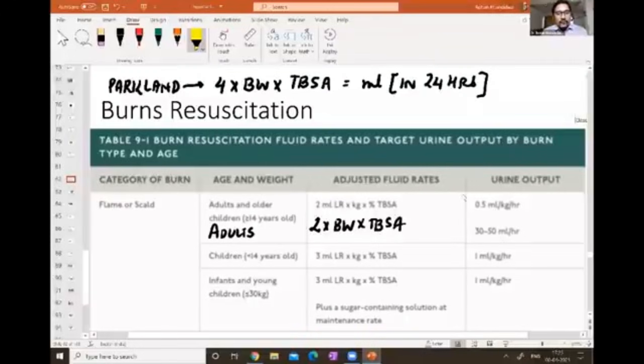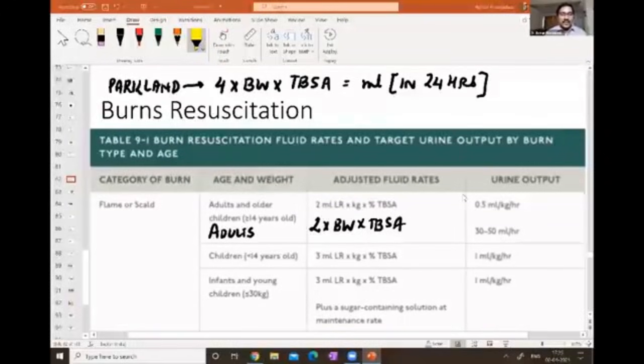The Parkland formula is the formula for resuscitation of burns patients. It is based on Ringer lactate and it is 4 into body weight into total body surface area. And you get the amount of fluid required in 24 hours. Half of this fluid is to be given in the first 8 hours and the other half is to be given in the next 16 hours.